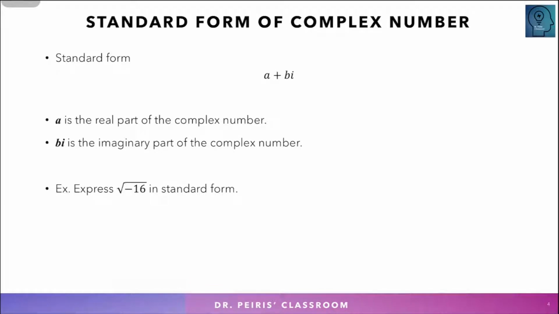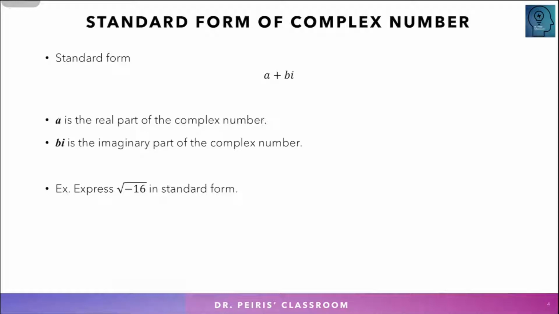Now let's see what is the standard form of a complex number. The standard form is a plus bi, where a is the real part and bi is the imaginary part of the complex number. And now let's see how we use this standard form.